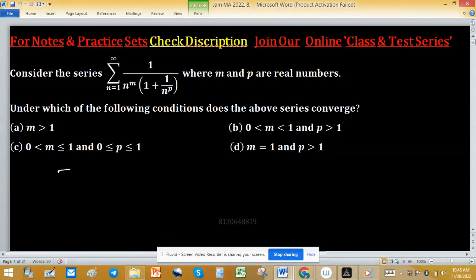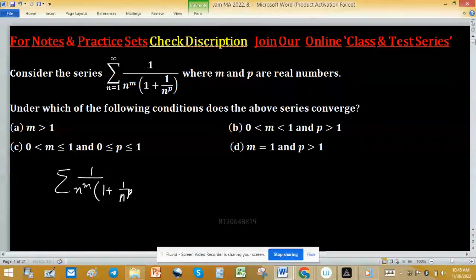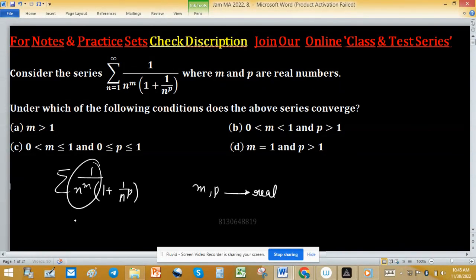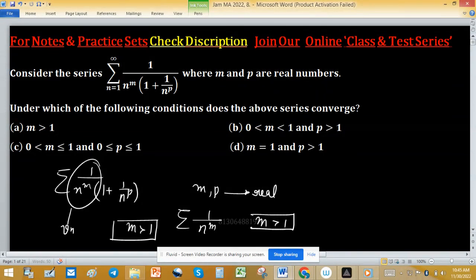Consider the series as given: summation 1 upon n raised to the power m, times 1 plus 1 upon n raised to the power p, where m and p are real numbers. Under which of the following conditions does the above series converge? So if you consider this as Vn, this Vn will converge when m is greater than 1. Apply the p series test: as you can observe, summation 1 upon n raised to the power m is a series, and this series converges when m is greater than 1.